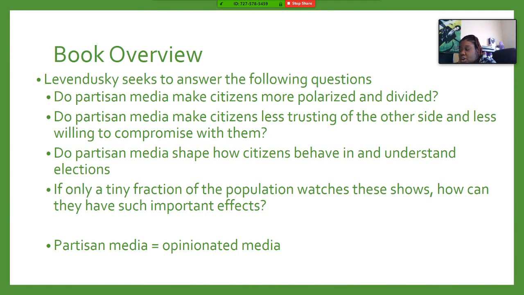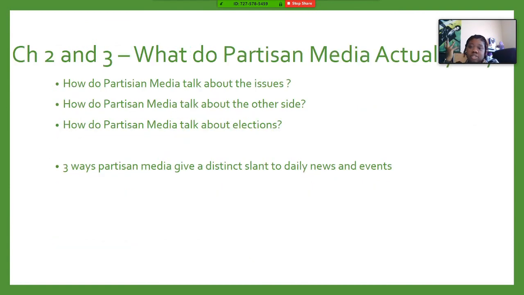Levendusky then goes on to argue that partisan media, however, is important. Partisan media does matter because the audience is active and influential. Those who watch partisan media are more involved and invested, and people who are politically influential make up a large part of the audience. And so, what do chapters 2 and 3, which is what I assigned you all, say about what partisan media actually says? There are three ways in which partisan media gives a distinct slant to daily news and events.